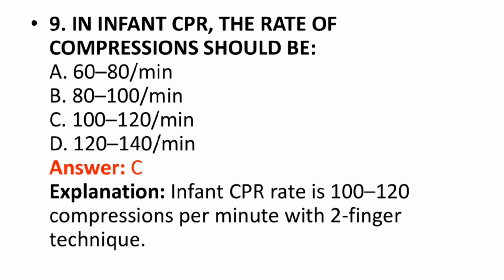In infant CPR, the rate of compressions should be option A, 60 to 80 compressions per minute. Option B, 80 to 100 compressions per minute. Option C, 100 to 120 compressions per minute. Option D, 120 to 140 compressions per minute. The correct answer is option C, 100 to 120 compressions per minute. Infant CPR rate is 100 to 120 compressions per minute with the two finger technique.